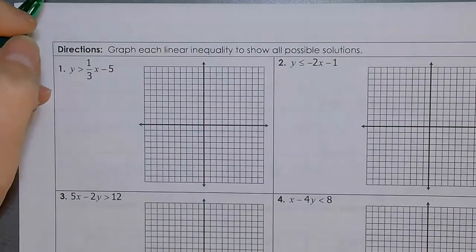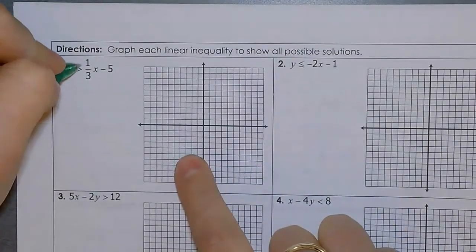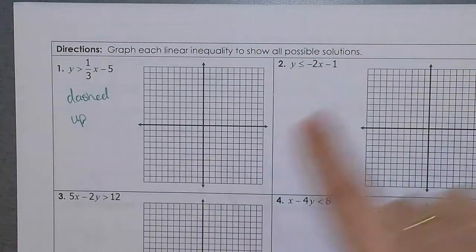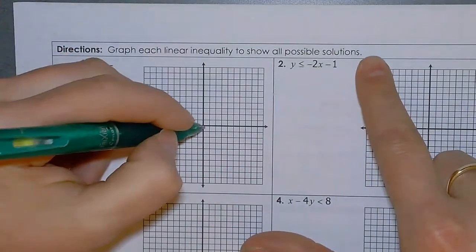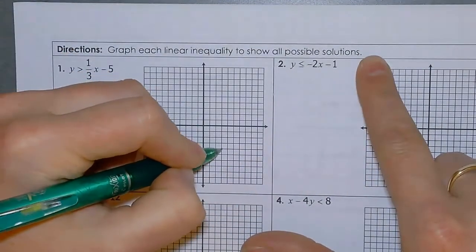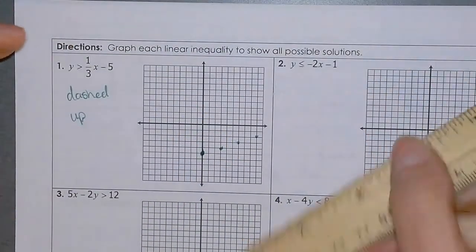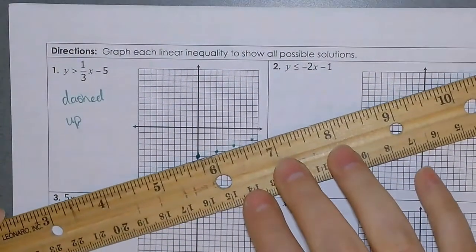You might just need to look on the back, but see that this is greater than, so it's going to be a dashed line, and it's going to shade up, okay? So it starts at -5, with slope 1 over 3. I'm going to do just a couple of points to make sure my line is nice and straight. And don't forget, this is the part where you have to remember to make it dashed.